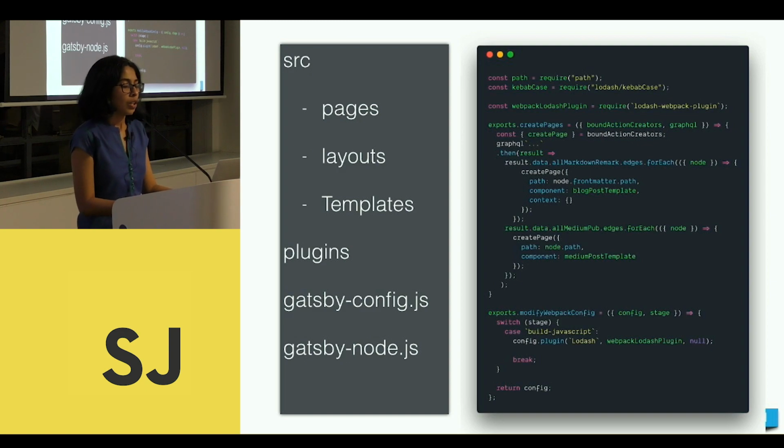That's it. So in this plugin, what I'm doing is I'm pulling out all my data, all my posts from the Markdown files, and I'm using the blog post template and creating pages for each of the posts. I'm pulling out again my Medium posts, and I'm using the Medium post template to create a page there, and so on. It's up to your imagination what you want to do with it.